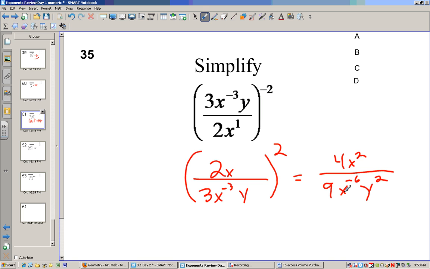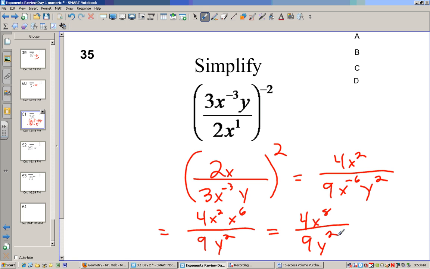Now this x to the negative 6 can go to my numerator. So I'll have 4x squared, x to the 6th. The 9 is stuck on the bottom with the y squared. Now I can just simplify these two to be x to the 8th over 9y squared.